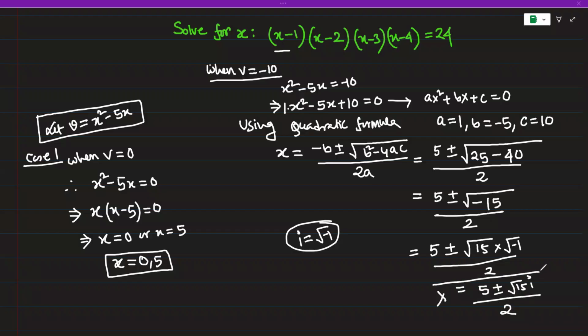That's our final answer. So we got four solutions: x equals 0, x equals 5, x equals 5 plus root 15 i over 2, and 5 minus root 15 i over 2. That's it. Thank you so much.